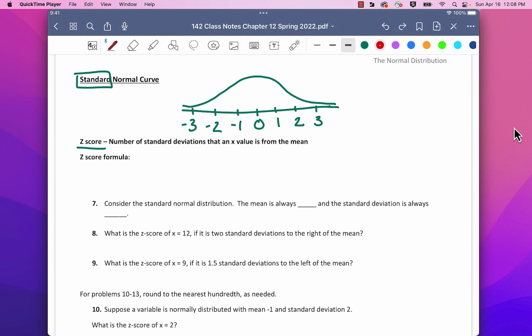So the z-score formula is as follows. z is equal to the data value minus the mean divided by the standard deviation.